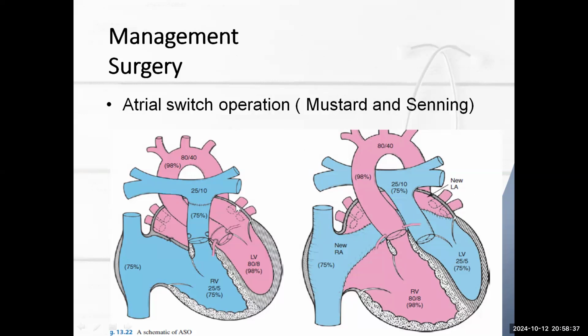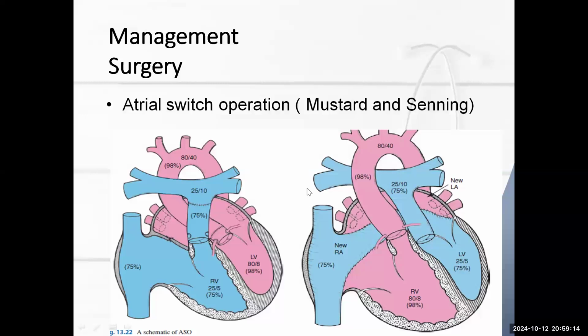And this operation is called atrial switch operation because the site of displacement will be at the atrial level. We get the pulmonary veins and make a baffle or tunnel from the pulmonary veins to the RV. So the red blood will come through the lung to the pulmonary vein, then through this tunnel to the RV, then to the aorta, right? The aorta is coming from the RV because we are in a patient with DTGA. And the blue blood from the superior and inferior vena cava will go through a tunnel, or what we call a baffle, to the LV. So the blue blood will go through this baffle to the LV, then to the pulmonary artery.